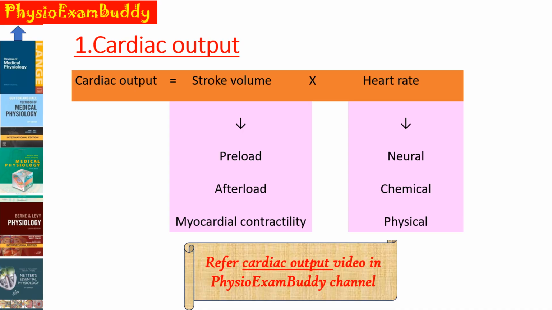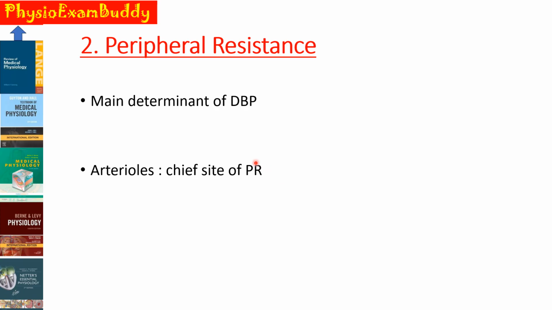After completing the cardiac output, which is the main determinant of the systolic BP, you have to go to the second determinant of the blood pressure, that is the peripheral resistance, which is the main determinant of the diastolic BP. Before going into detail about the peripheral resistance, the main thing you have to write is that the chief site of peripheral resistance is arterioles.